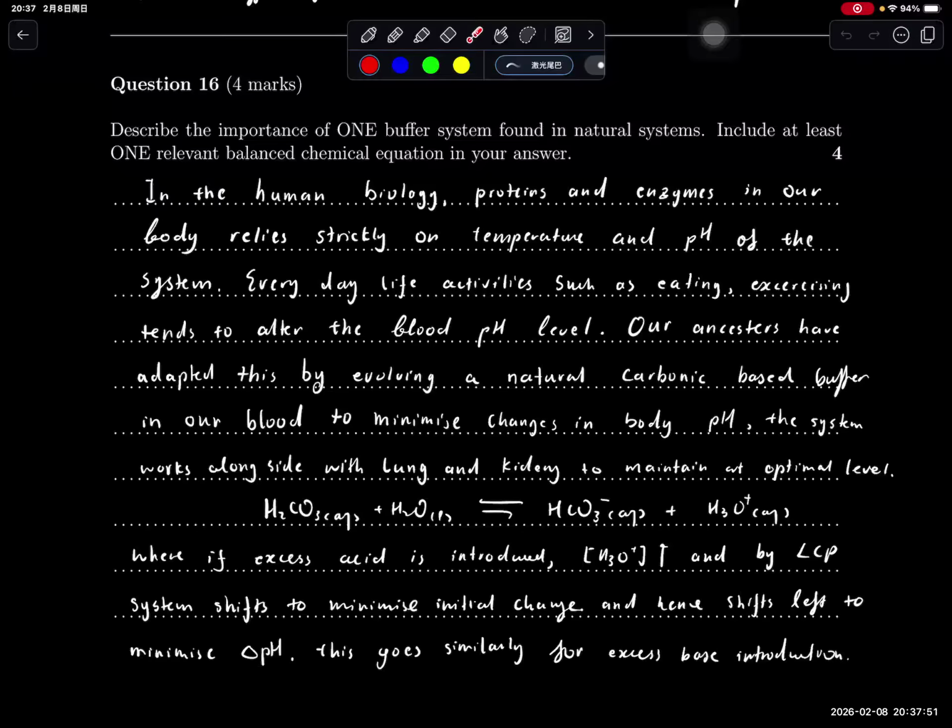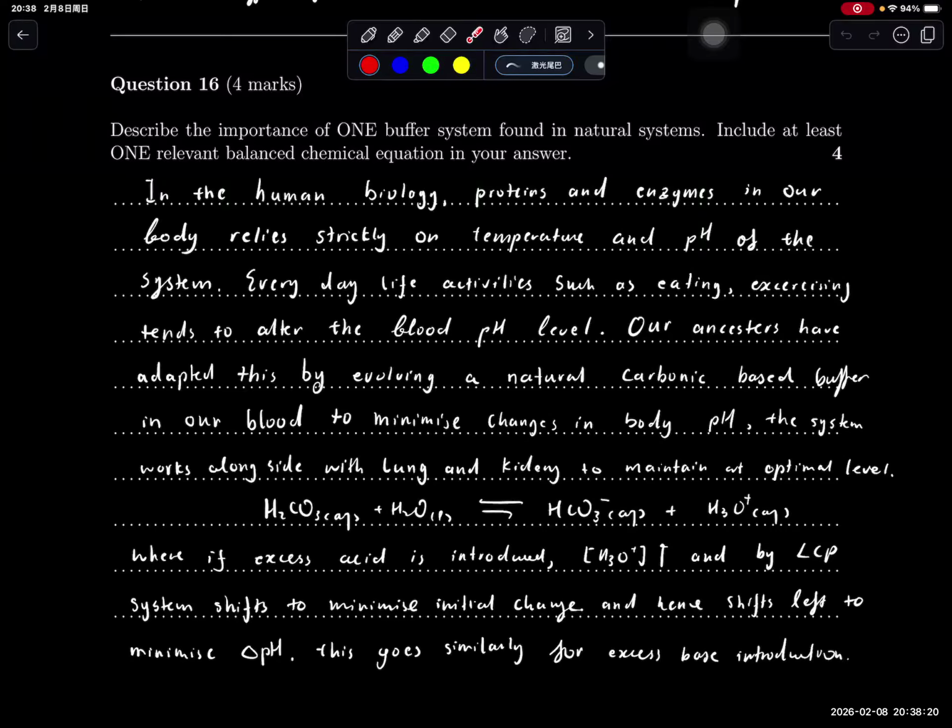So the system works alongside our lungs and our kidneys to try to maintain its buffer always at optimal level, no matter what you do. Of course, if you drink a ton of sulfuric acid, besides getting burned to death, it's still going to override the buffer. So do not drink sulfuric acid, and a little bottle of vinegar is fine. I'm sure that's tasty.